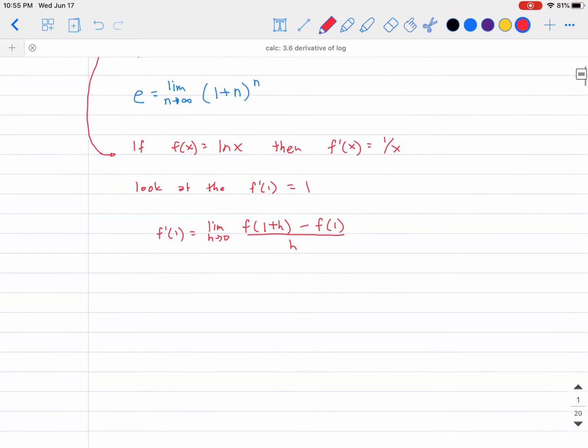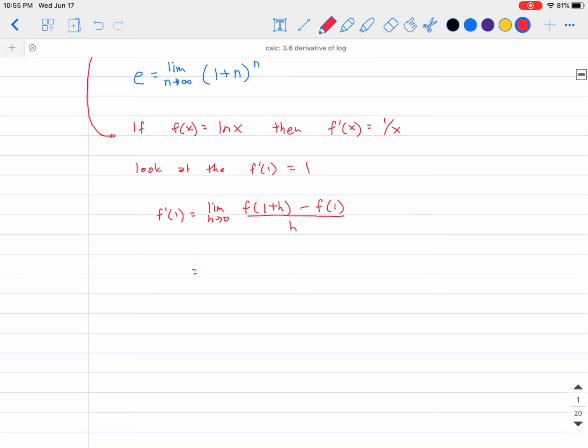So what I'll do is go ahead and use this formal definition and make our substitution. So the limit as h approaches 0, f of 1 plus h is going to be ln of 1 plus h, and then minus f of 1, that is going to be ln of 1. And again, all of that is going to be divided by h. Now keep in mind on the left-hand side, this is supposed to be the derivative at x equals 1. We actually know that value because remember, we just said that the derivative according to what we just derived is supposed to be equal to 1. So that is supposed to be equal to 1.